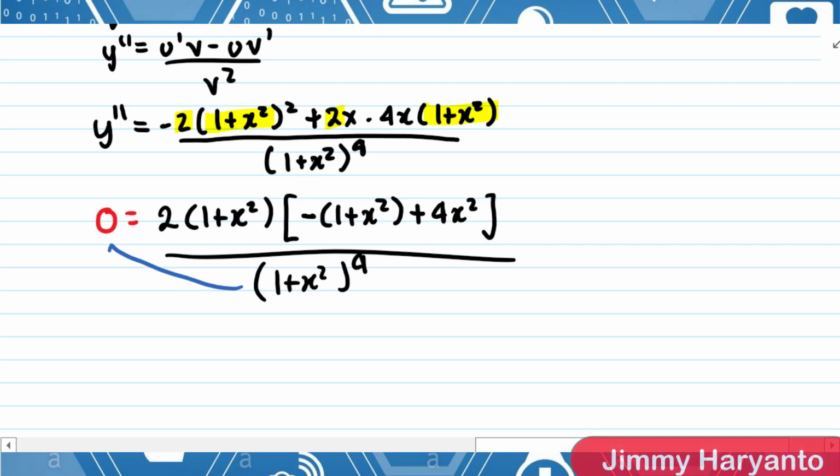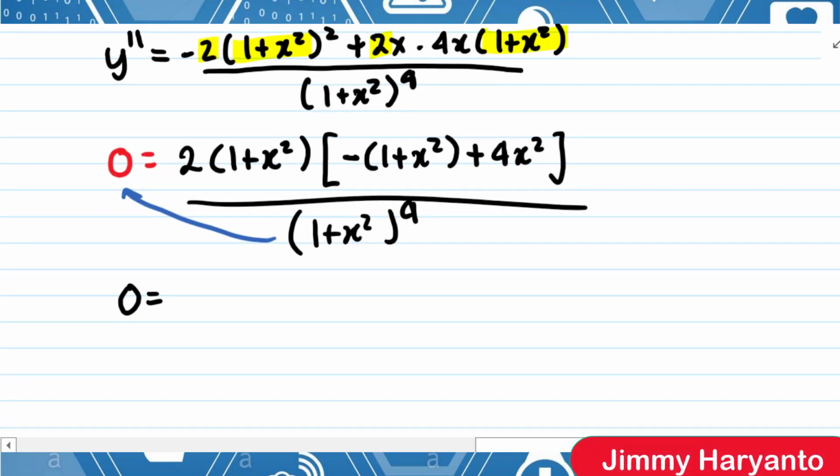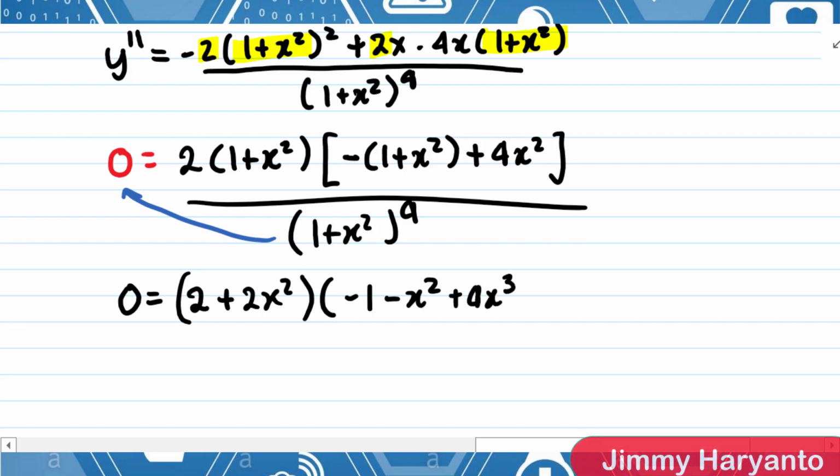For the bottom part, I will cross multiply with the 0, so the result will become 0. And then for this one, I will multiply it: 2 plus 2x squared, and inside of the brackets I will have negative 1, negative x squared, plus 4x to the power of 3. For this one, I will have positive 3x squared.